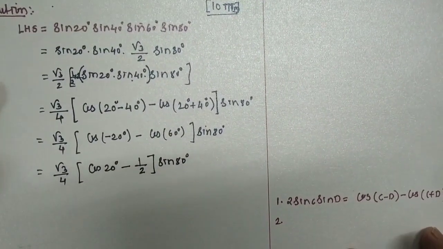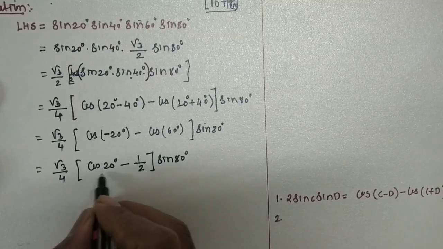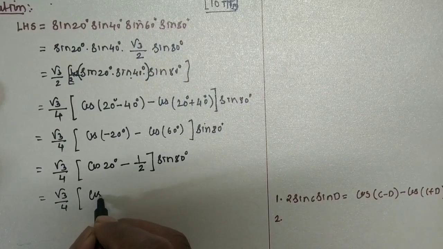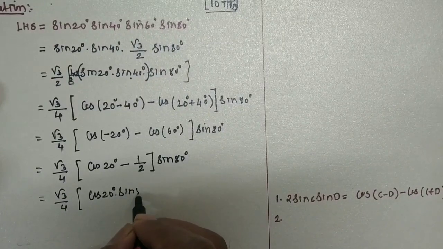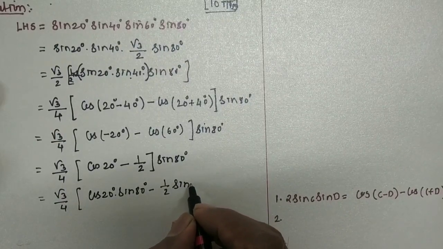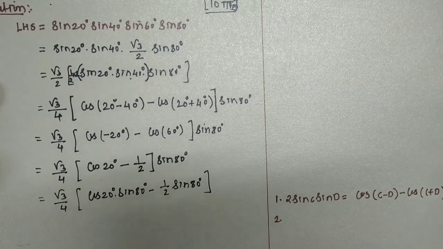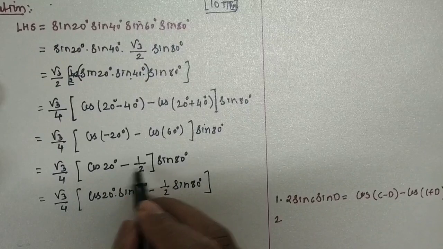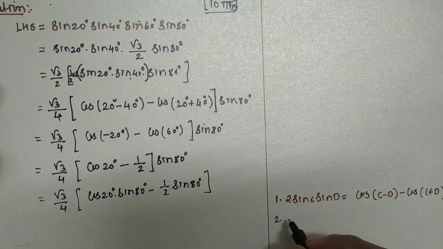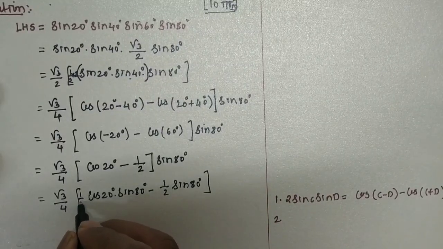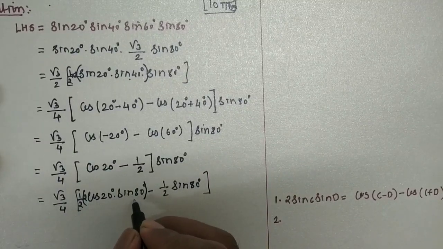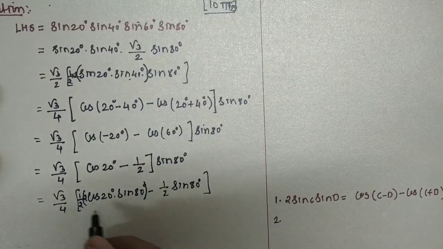Now I will multiply this sin 80 degree inside the bracket. So you will get root 3 by 4, cos 20 degree into sin 80 degree, minus 1 by 2 sin 80 degree. I have multiplied sin 80 degree with each term. Now here again we have a cos A sin B formula, so here also I can adjust: 1 by 2 into 2 cos 20 into sin 80. I can write this as this term.